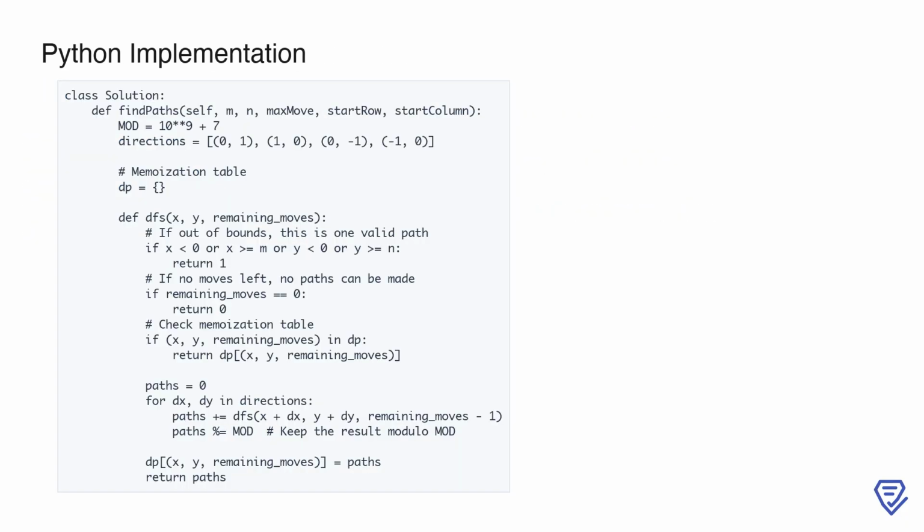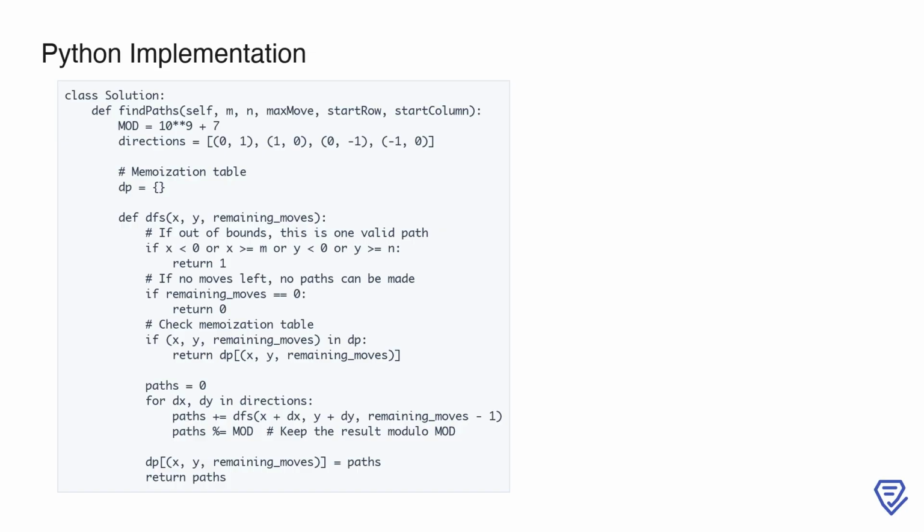Here, we start by defining the findPaths function within the solution class. This function takes in the grid dimensions m and n, the maximum number of moves allowed, maxMove, and the starting position given by startRow and startColumn. To handle large numbers, we define mod as 10^9 + 7, which ensures that our results remain within the bounds of modular arithmetic.